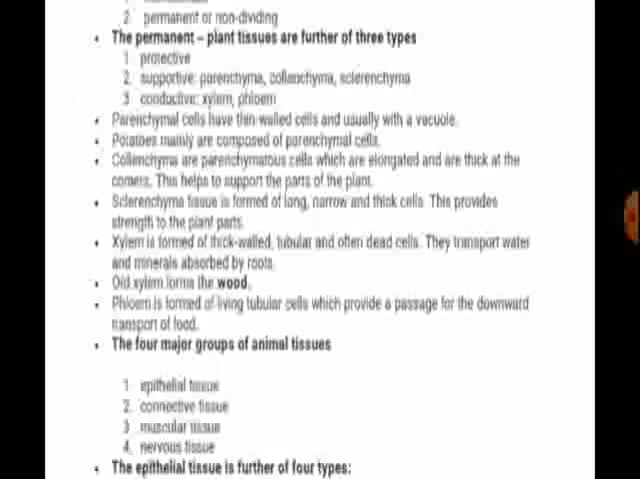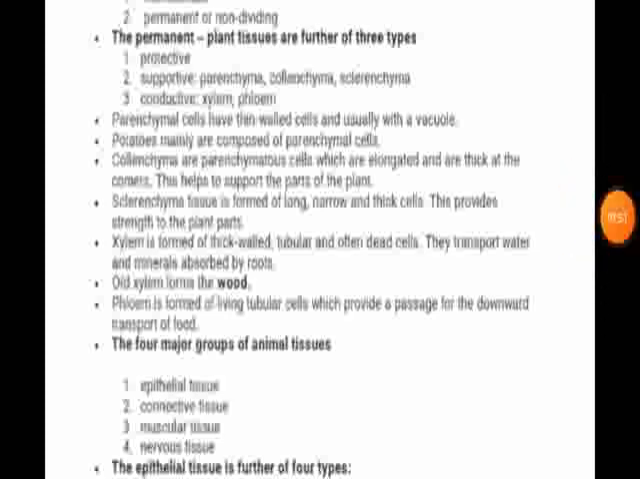Parenchyma cells are thin-walled cells, usually with a vacuole. We can take potato as an example of parenchymal cells.